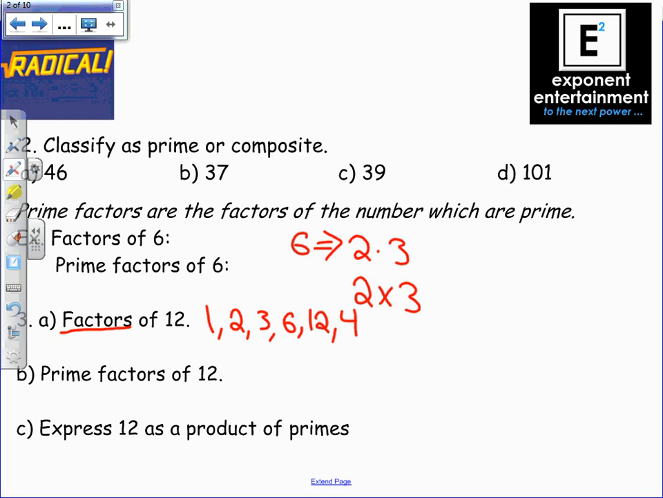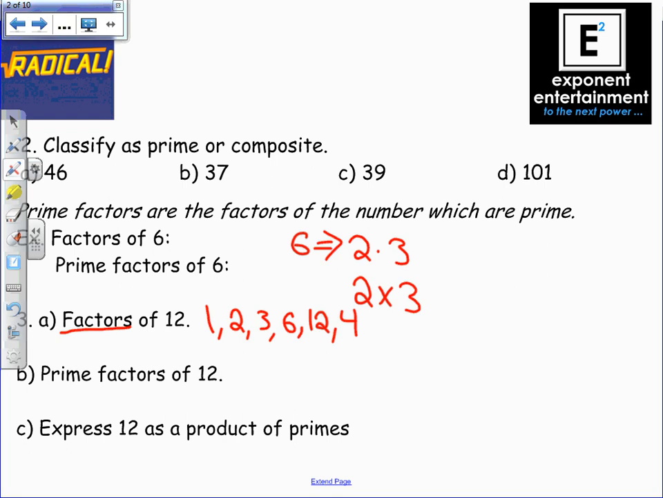Question? I found out a neat way to find prime factors and factors. What you do is you put the number, and then you find out what goes into that number, and then you find out what goes into that number. Yeah, that's actually what we're doing next.